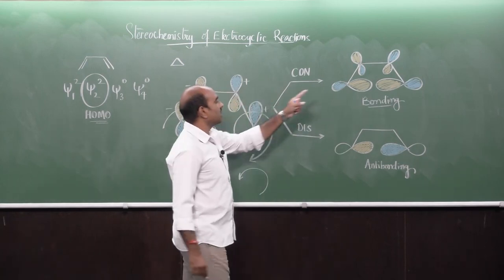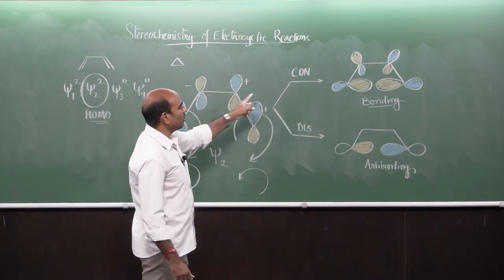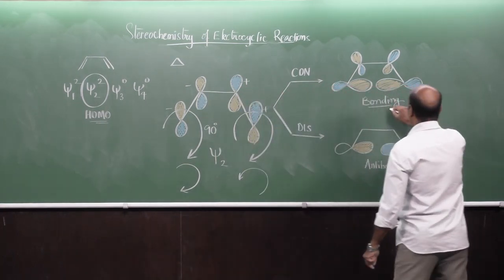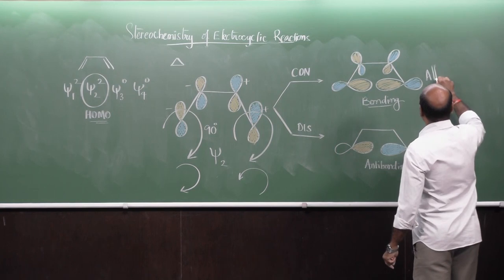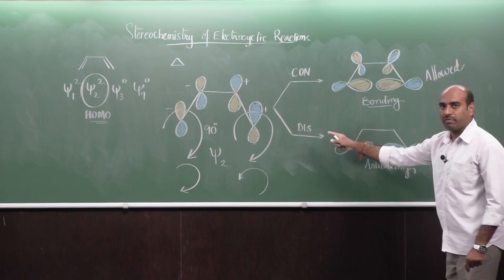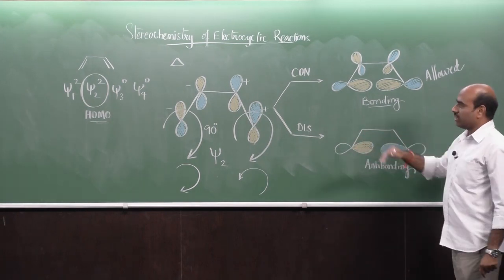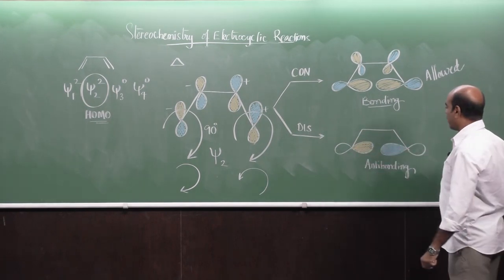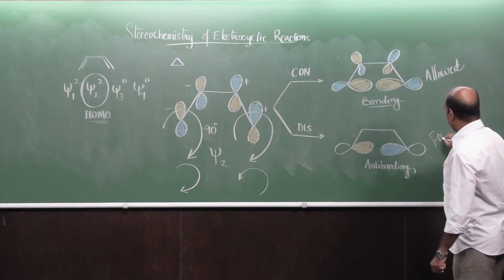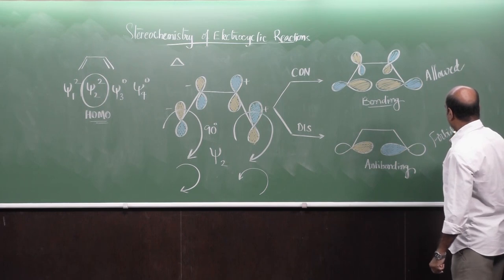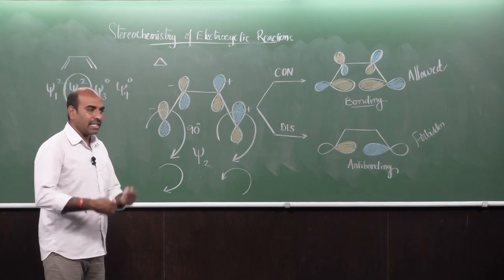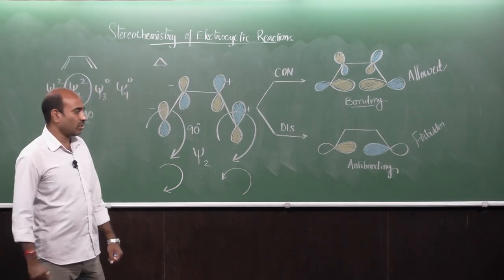So, this con orientation under thermal conditions is giving you the bonding and it is allowed. This dis mode of rotation under thermal conditions for butadiene is giving you antibonding and this is forbidden. So, this is the case under thermal conditions. Let us see under photochemical conditions also.